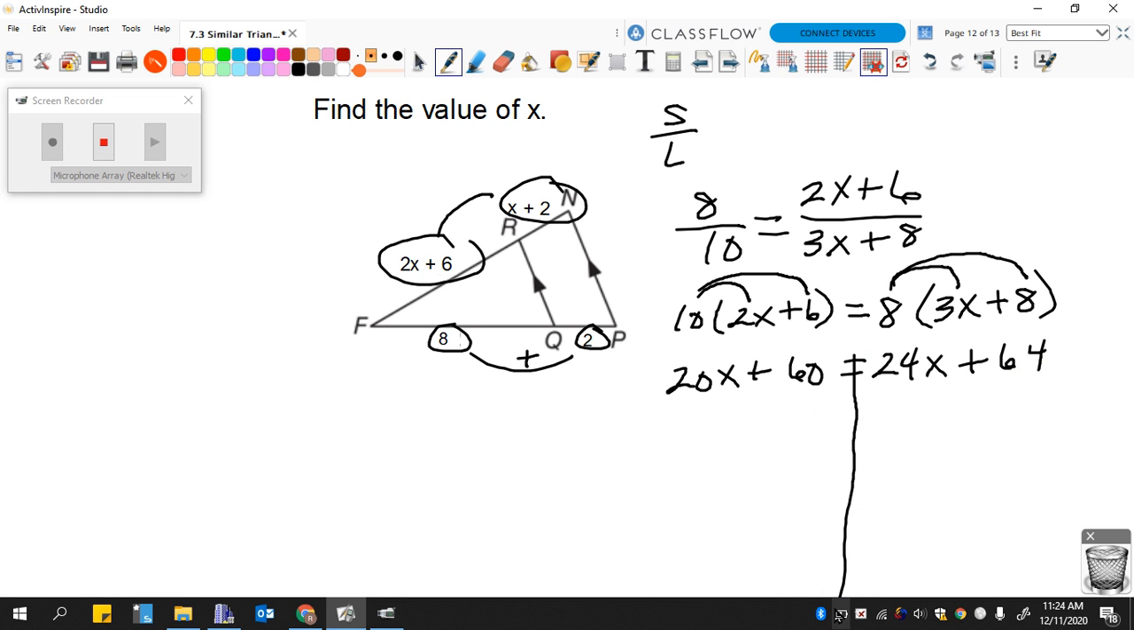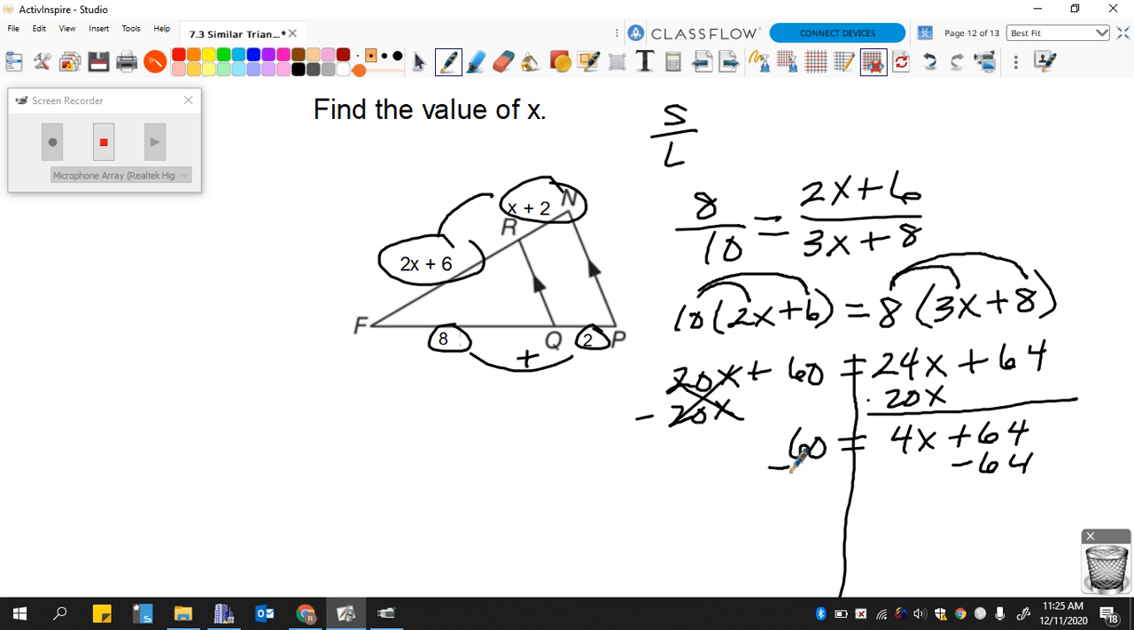All right. So when we solve this, we're going to subtract the 20x from both sides. This cancels. We're left with 60 over here. We're left with 24 minus 20 is 4x plus 64. So then we're going to subtract the 64. Okay, this cancels. We're left with 4x. 60 minus 64 is negative 4 divided by 4. So we end up with that x is equal to negative 1.